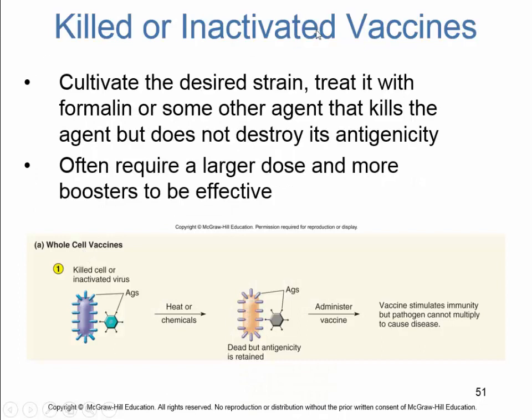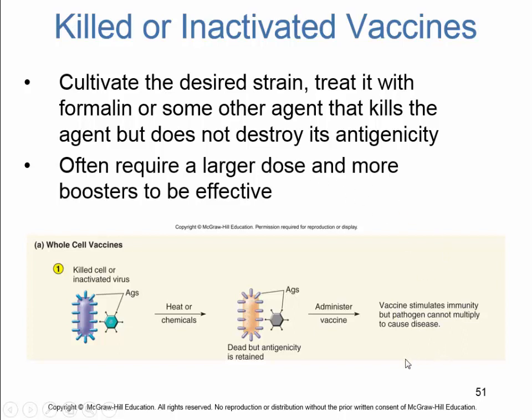Killed or inactivated vaccines consist of microbes that are treated with formalin or completely deactivated with heat or other chemicals. As a consequence, these vaccines are dead. They possess antigenicity, meaning the surface proteins, but they are not alive. They require a larger dose, and often they require boosters to be effective. These vaccines will stimulate an immunity, but because the microbe will not be multiplying because it is dead, you have to give a larger dose to activate enough immune cells for efficacy.